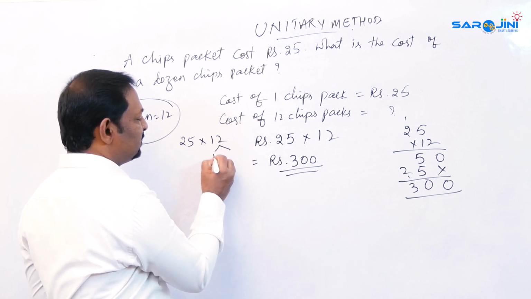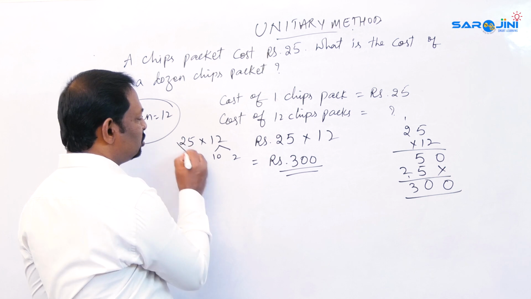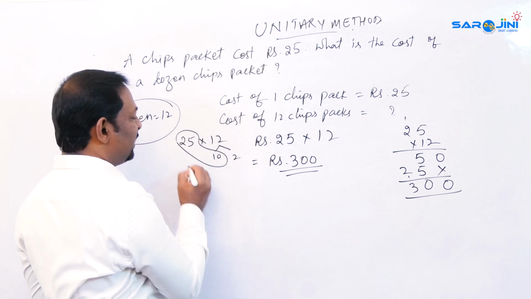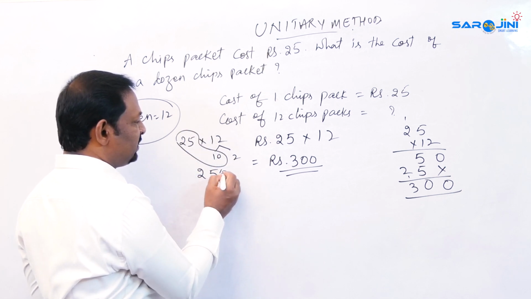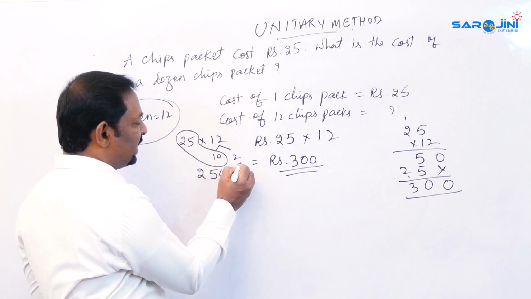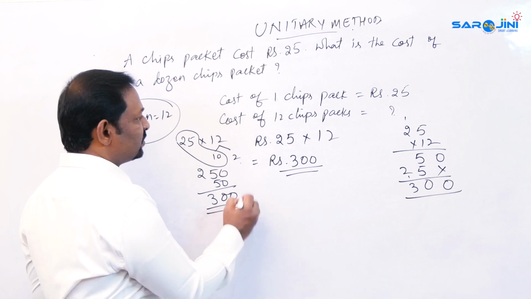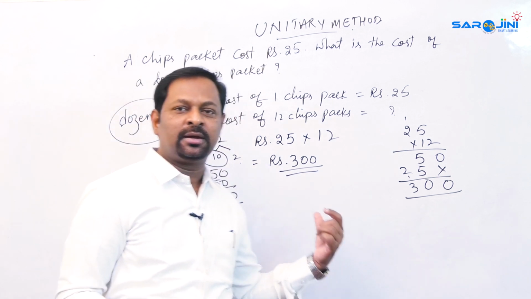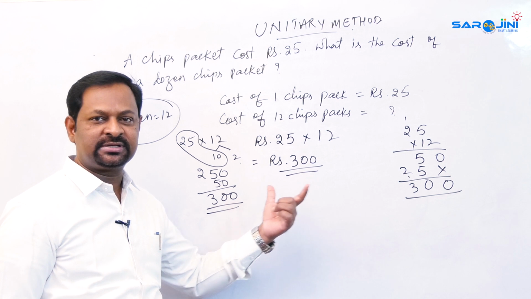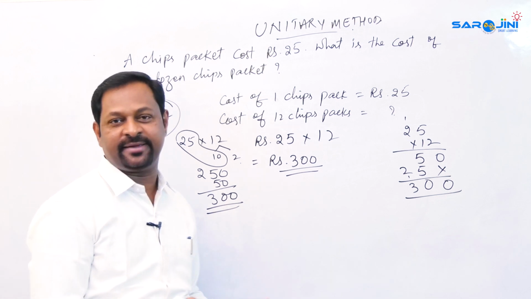You can split 12 into 10 and 2. So 25 10 times is 250, and 25 2 times is 50, which is equal to 300. So there is a possibility to use this method also for doing these calculations, to save time.